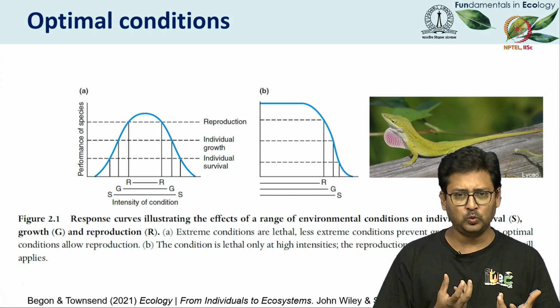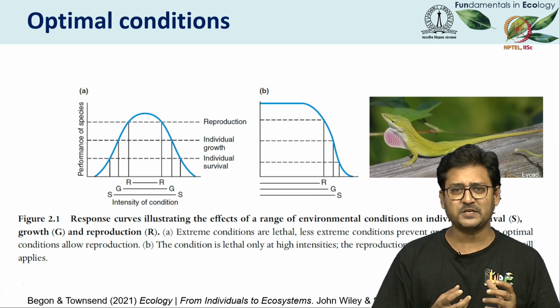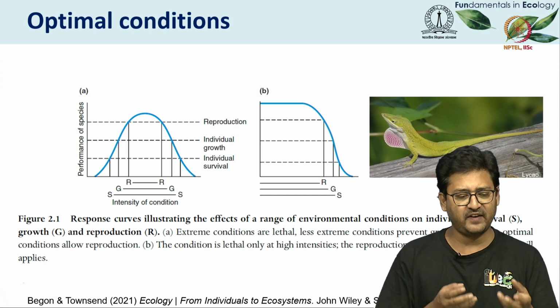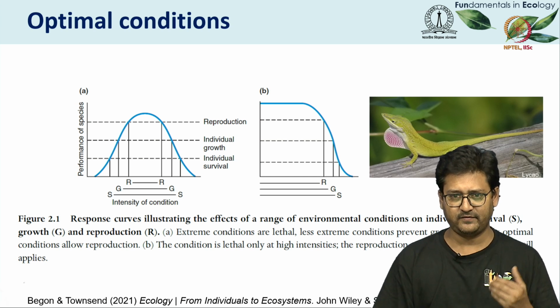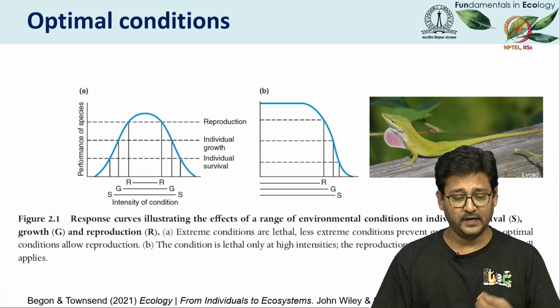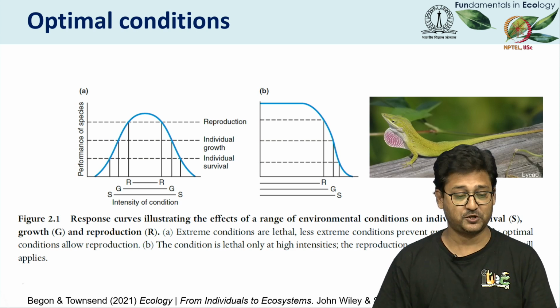So these are two potential ways in which environmental conditions can affect a species, can affect the performance of a species, can affect the fitness of a species in terms of survival, growth and reproduction.